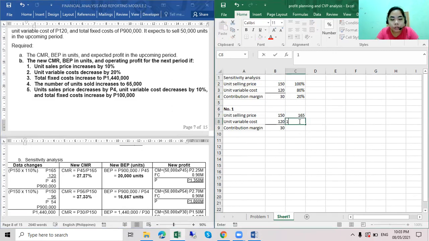Our unit variable cost remains the same. So our contribution margin will become 45. I'll highlight every answer, class. Then 45. This is your new CMR. Then BEP in units. So your formula for BEP is fixed cost of 900,000 divided by the contribution margin per unit.